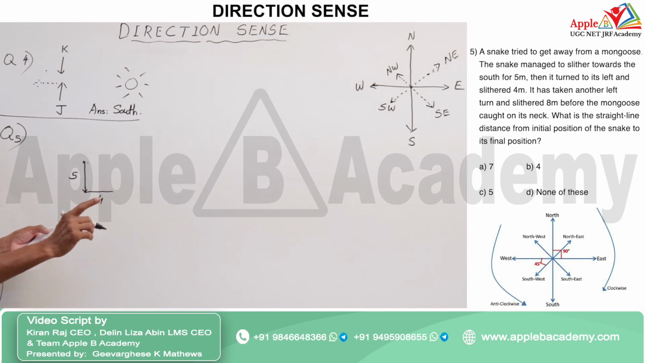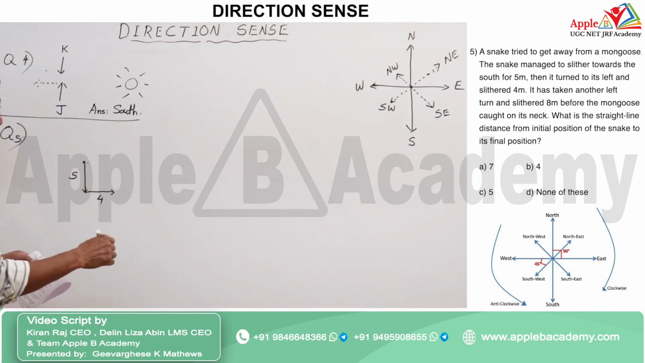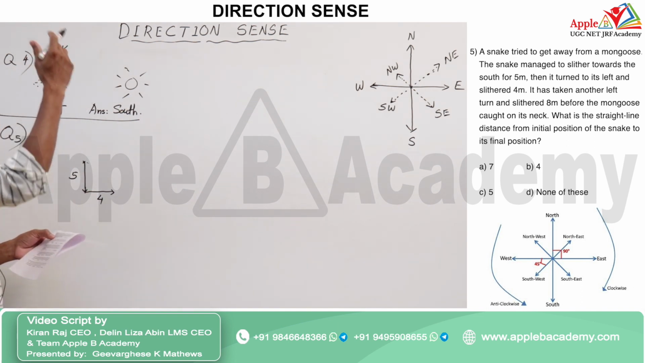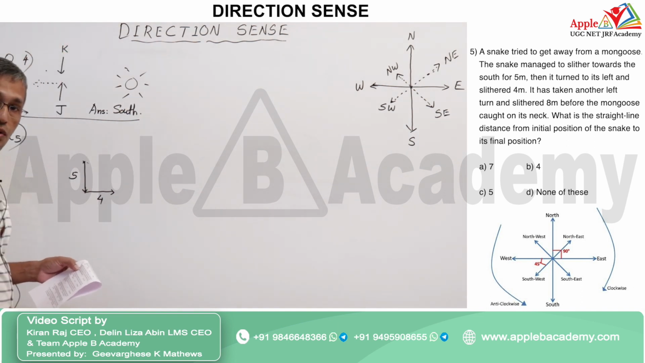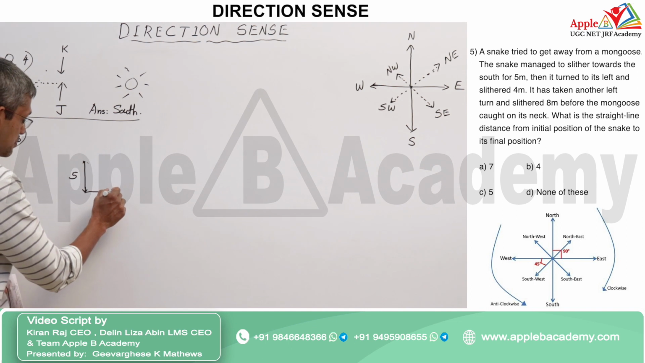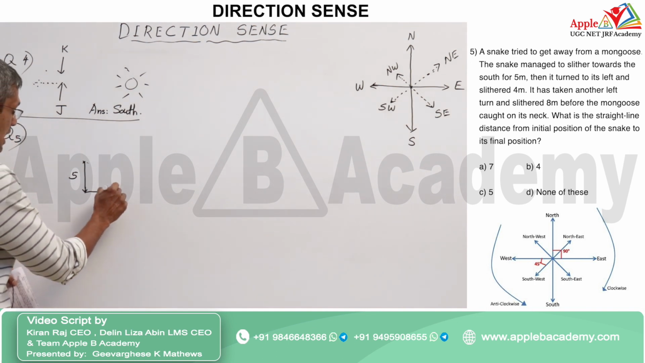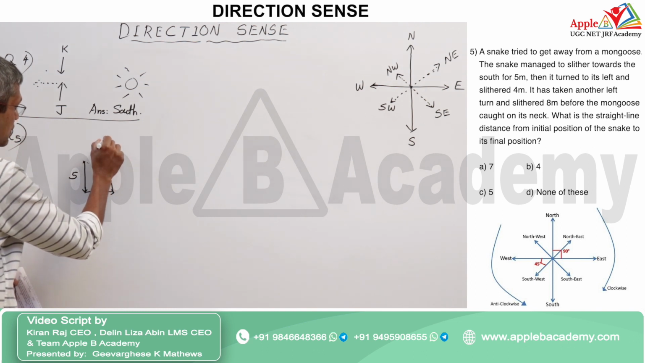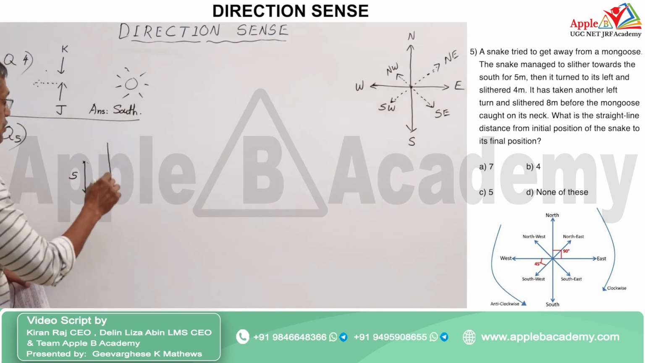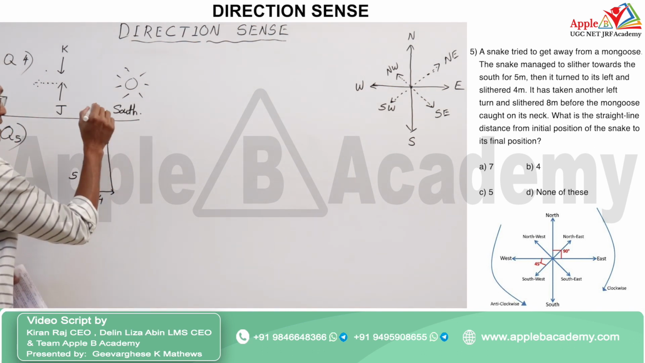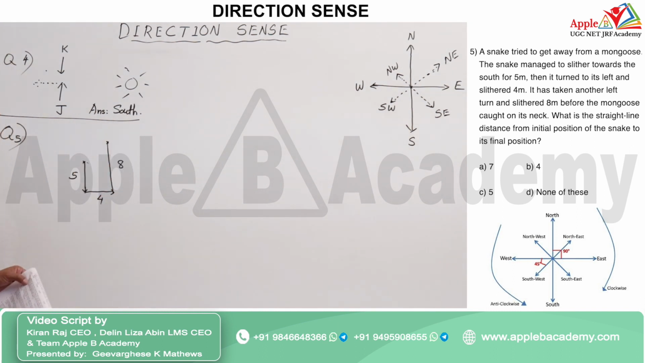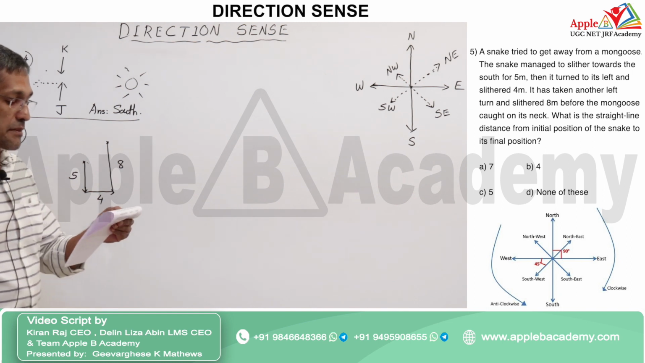And it has taken another left turn from here, and slithered 8 meters before the mongoose caught it on its neck. So from this point, it turned left and slithered another 8 meters before the mongoose caught it. So the snake reached here by the time the mongoose caught it. So this is 8 meters. So this is what exactly happened.